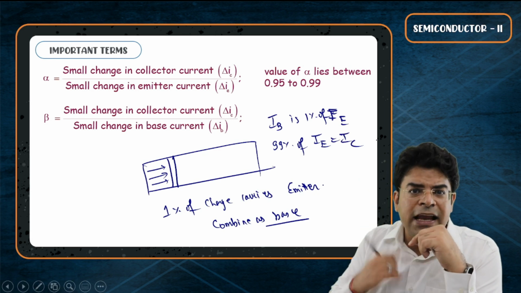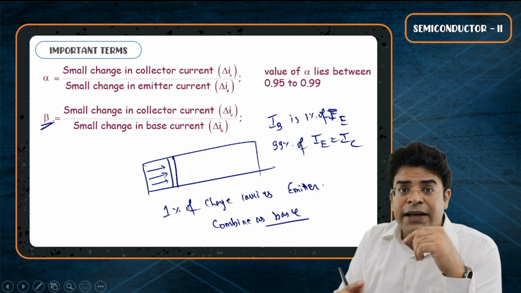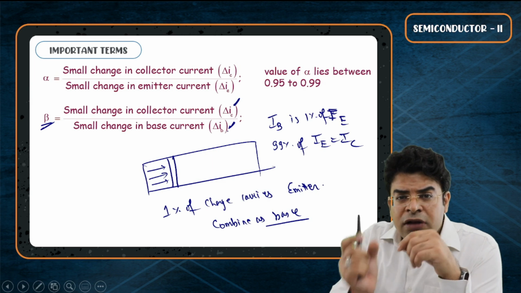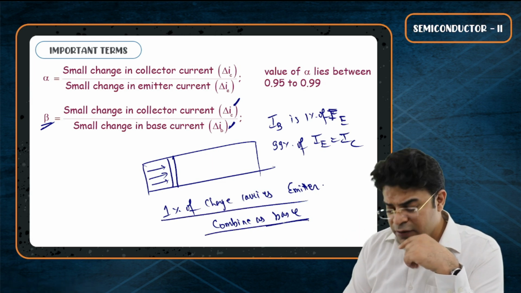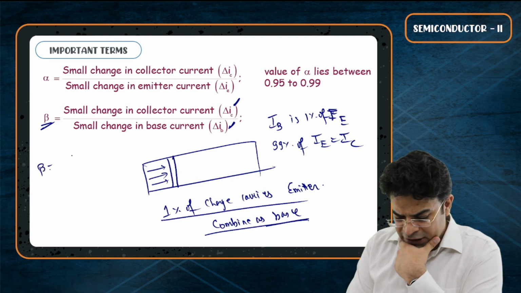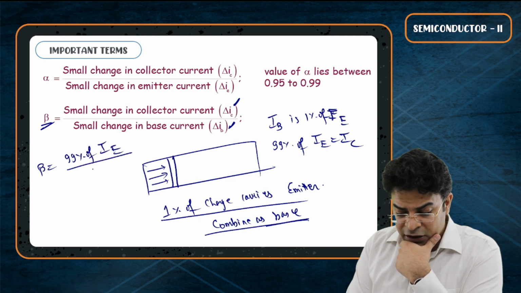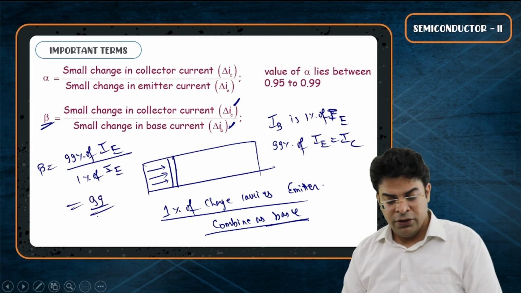Now can you tell me what will be the value of beta? What will be the value of current gain? That is delta IC upon delta IB, the collector current upon the base current. So sir, for this particular case, if 1% of the charge carriers recombine at base, I will say that the value of beta has to be 99% of IE, which is collector current, upon 1% of IE, that is the base current. So you get 99 by 1, which is 99.